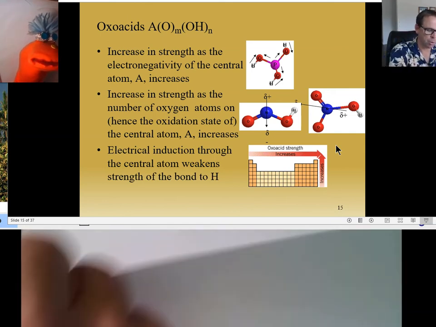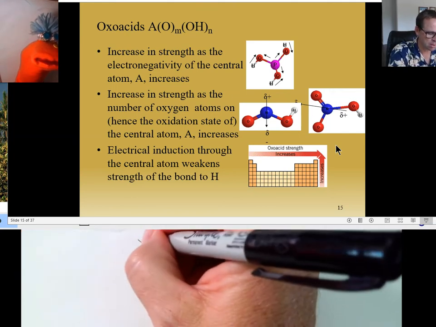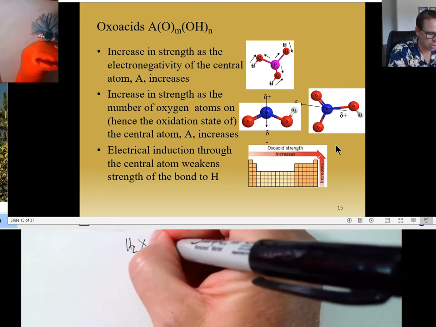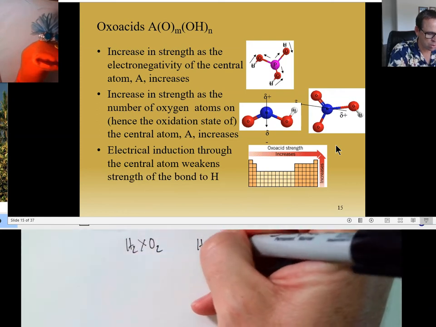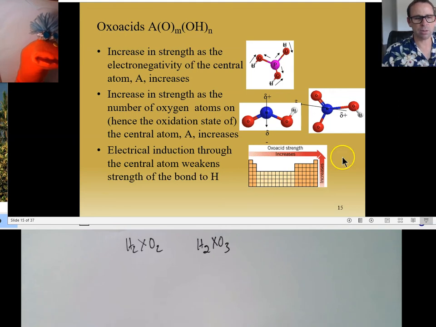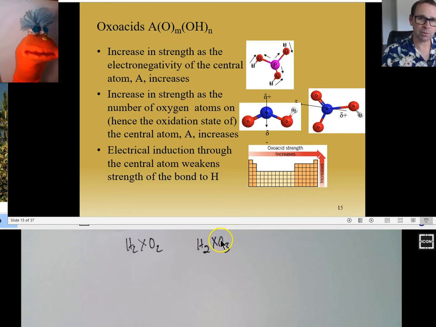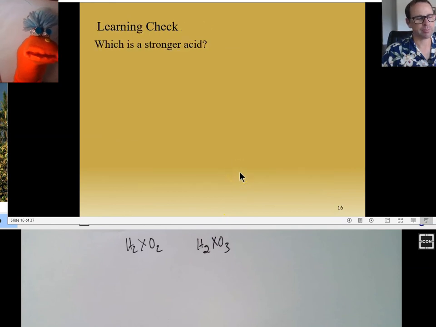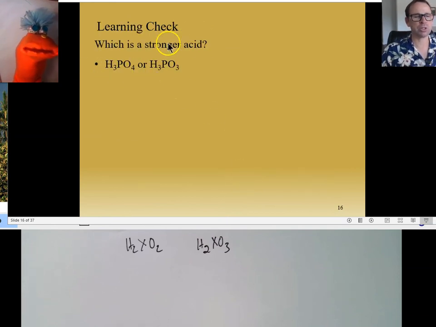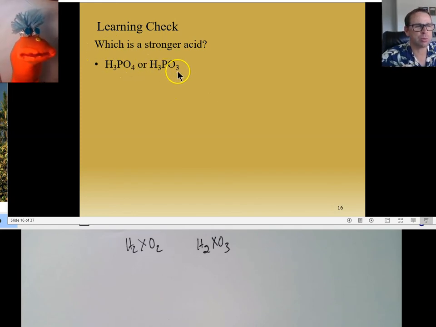So if we have more oxygens, here's 2 acids, H2XO2, H2XO3. The stronger acid is going to be the H2XO3 because with more oxygens, the resulting negative charge that's going to result when the hydrogen ion leaves will be more stabilized. Okay, so which is the stronger acid, H3PO4 or H3PO3? We said more oxygens is stronger, right? That's right, more oxygens is stronger because the resulting negative charge can be distributed around the molecule easier.